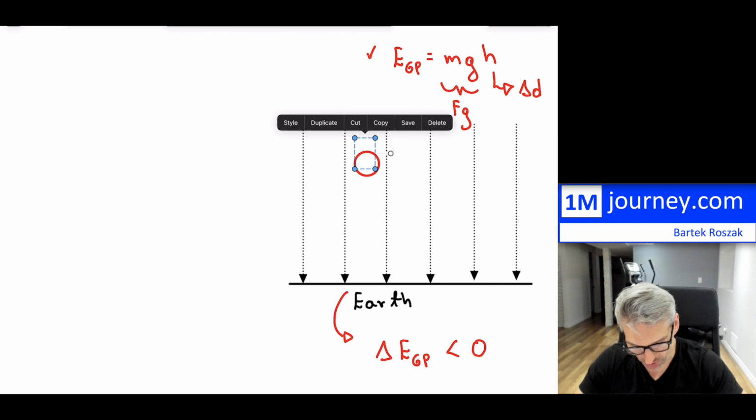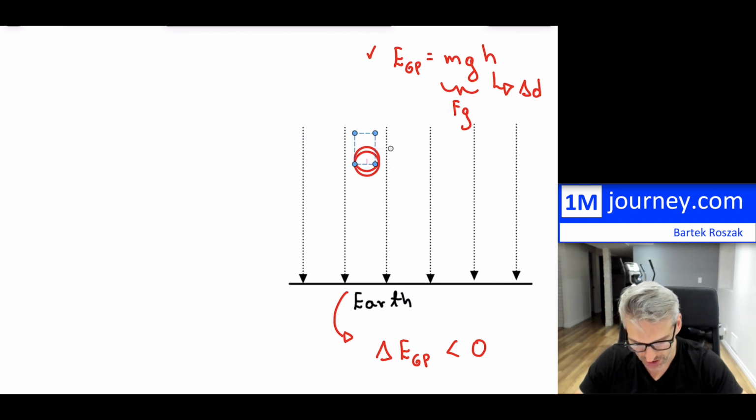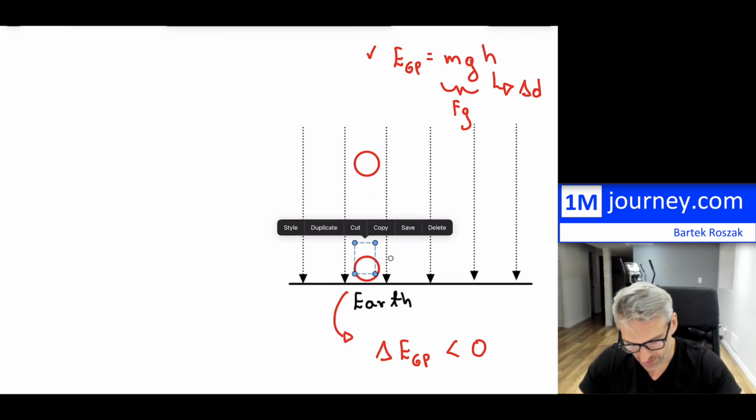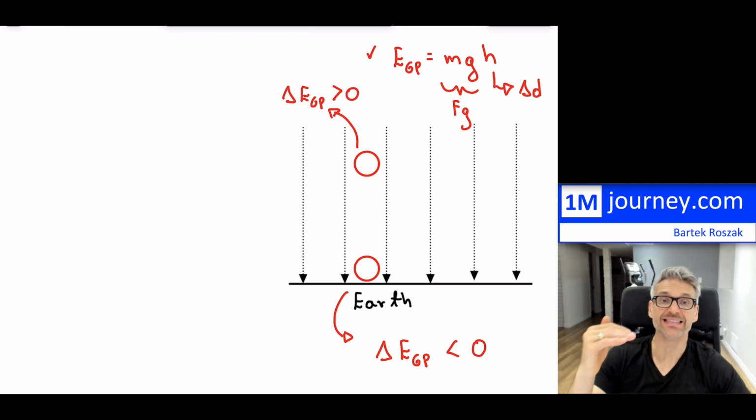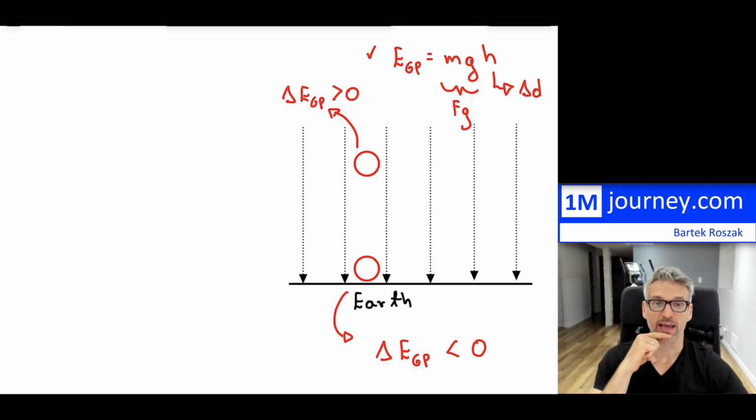Well, in this case, it would have been gaining potential energy the higher that you lift it. So if you lift it all the way up here, the actual difference in potential energy would be greater than 0. So that's the difference in between, and that is just governed by that equation.